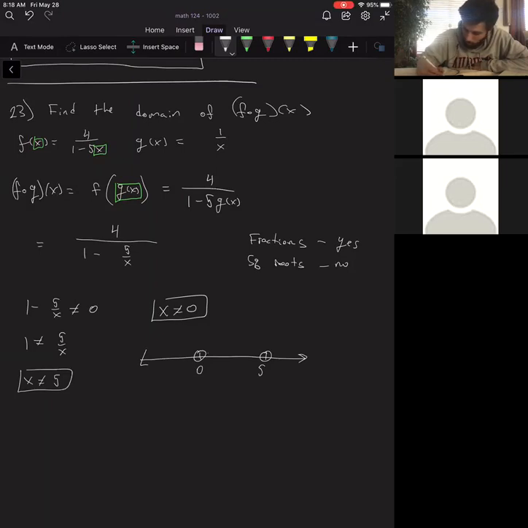So we get rid of those numbers and we shade everything in the middle, then everything on the left and then everything on the right. So our domain is going to be minus infinity up to 0, and we're using parentheses because of the open circles. Then 0 to 5. And then 5 to infinity.